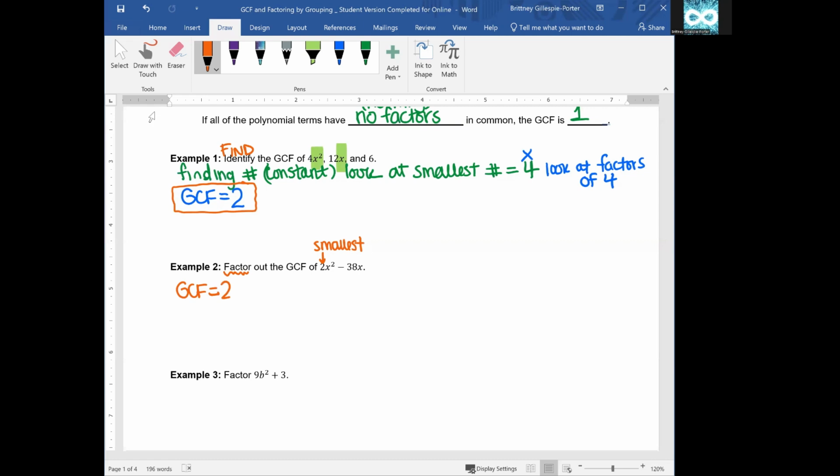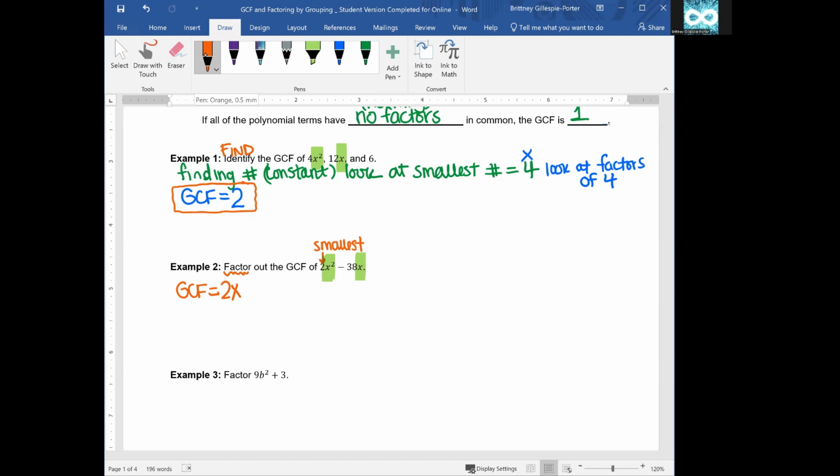When we look at the variables in each of the terms, the 2x squared has an x squared. The 38x has an x, which means that our GCF is going to include an x. The first guy could give us an x squared, but the second guy couldn't. We're not going to try to take more from people than what they can give. So our GCF is 2x.